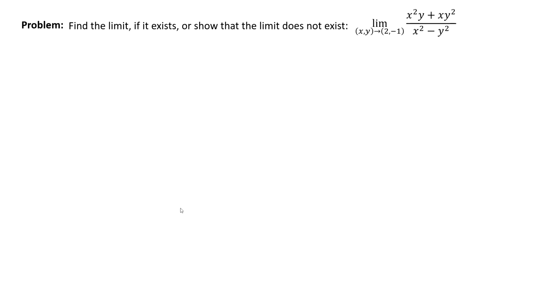Let's see. Now let's get on to some problems. Find the limit if it exists, or show that the limit does not exist. That's the way I should have read it. Sometimes the foreigner in me who cannot speak proper English manifests. Cool. Any idea?